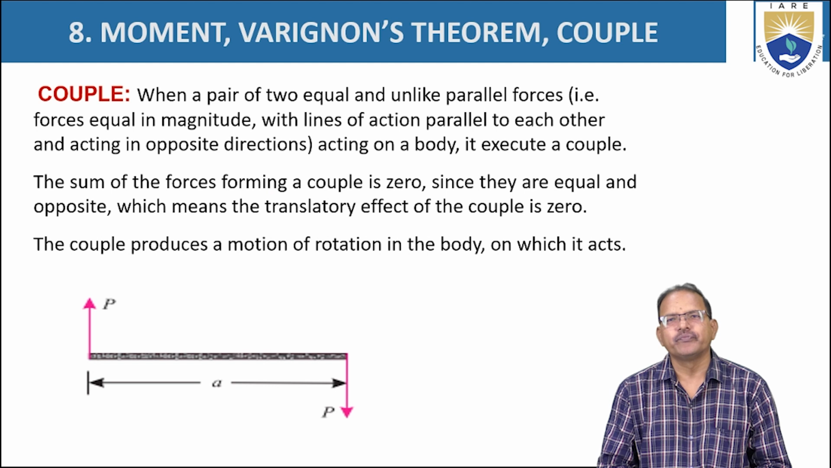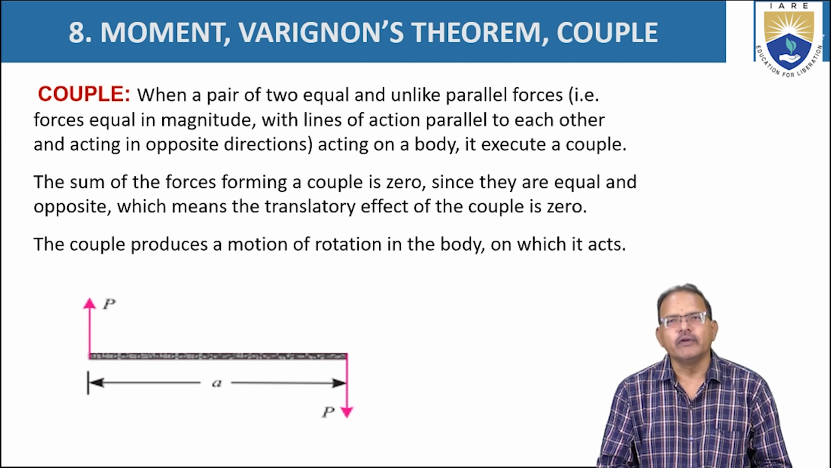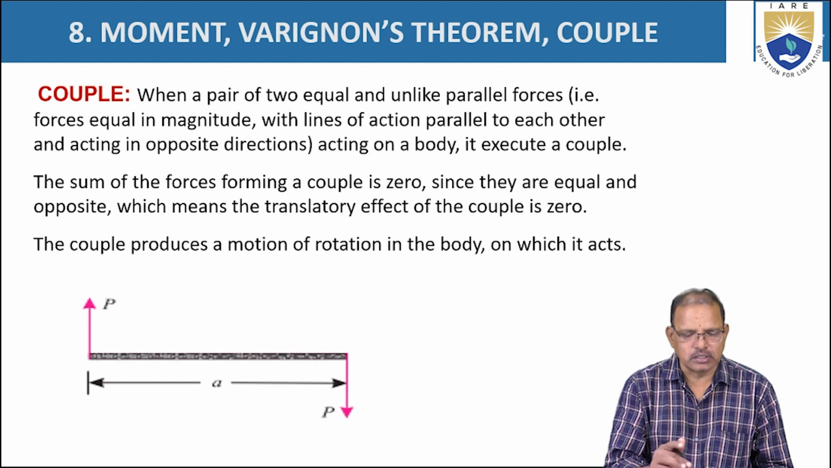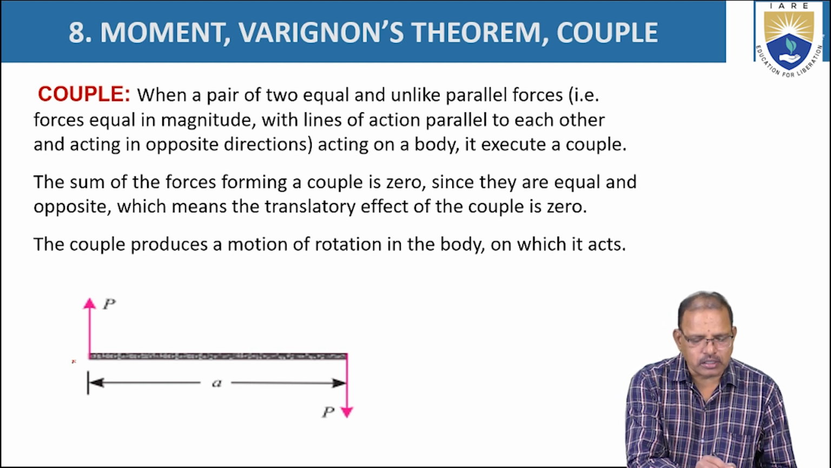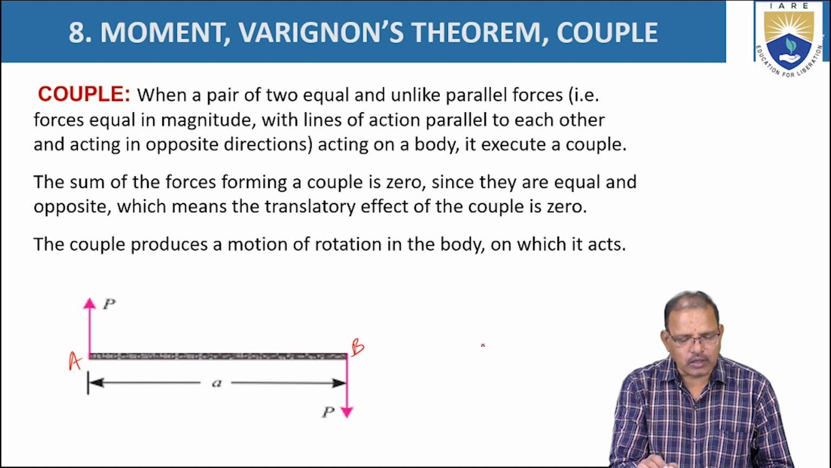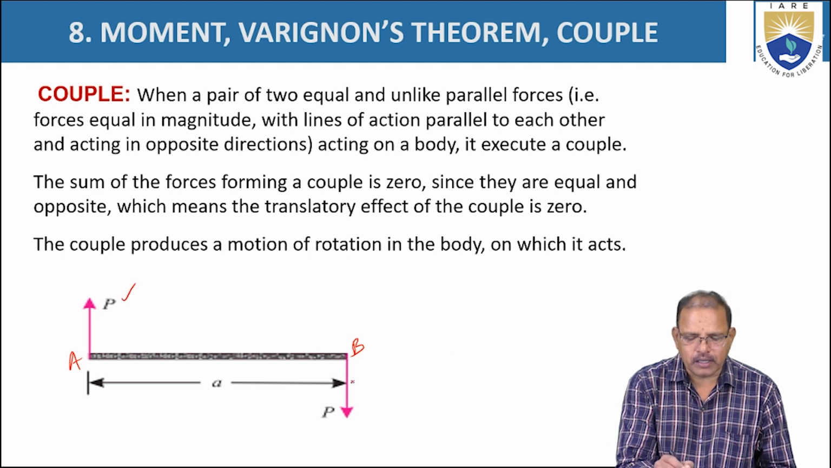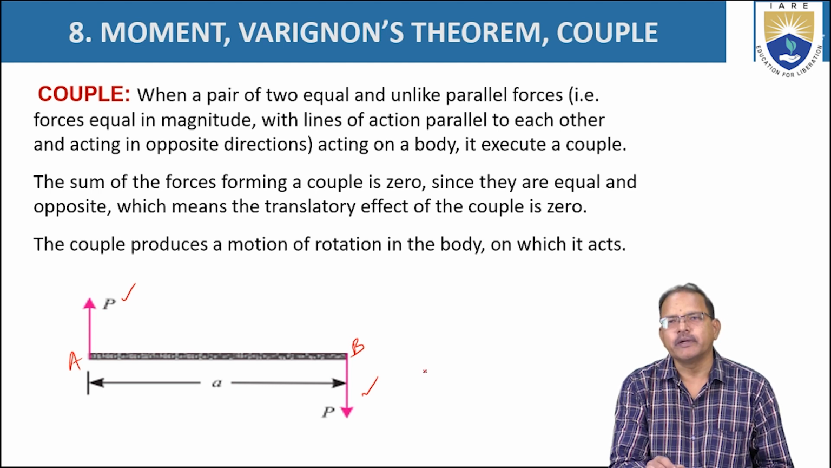The couple. When a pair of two equal and opposite forces, equal in magnitude, with the lines of action of the forces parallel to each other, act on a body, it will execute a couple. Assume A and B represent an object. The forces P and P are acting at A and B, parallel to each other and separated by a distance.